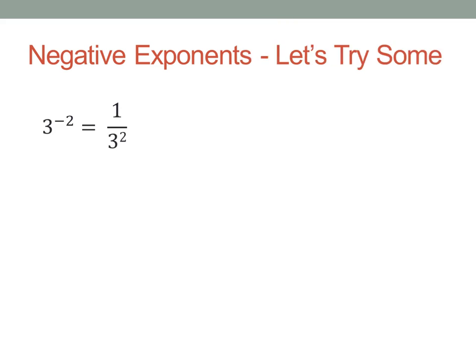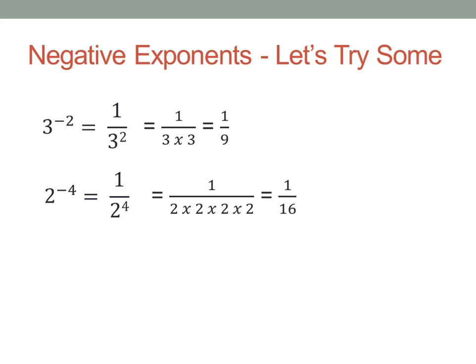So let's get some practice here. 3 to the -2. I change the exponent to its opposite, and then I take the reciprocal. So I have 1 over 3 squared, which is 1 over 3 times 3, or 1/9. Check this out. I got 2 to the -4. Exponent is -4, so I make the exponent into its opposite, and I take the reciprocal. So I have 1 over 2 to the 4th, which is 1 over 2 times 2 times 2 times 2, which is 1 over 16.